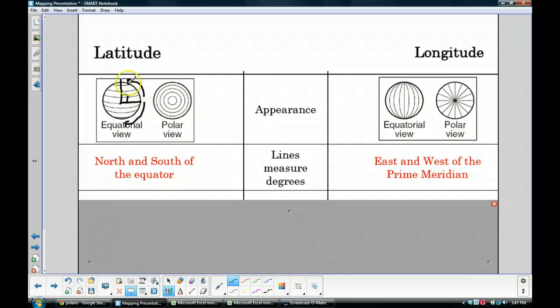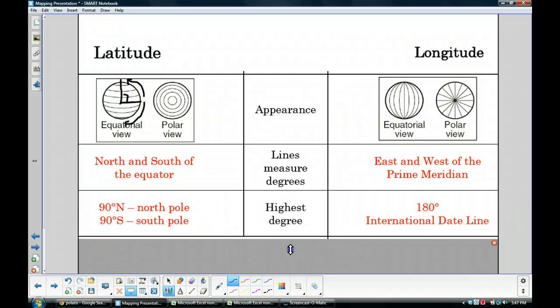So 90 degrees of latitude is the highest. 180 degrees gets you all the way around, called the International Date Line. We'll talk about where that comes from. So 90 degrees north, 90 degrees south, 180 degrees east or west. They're the exact same point. So you can just call it 180 degrees.